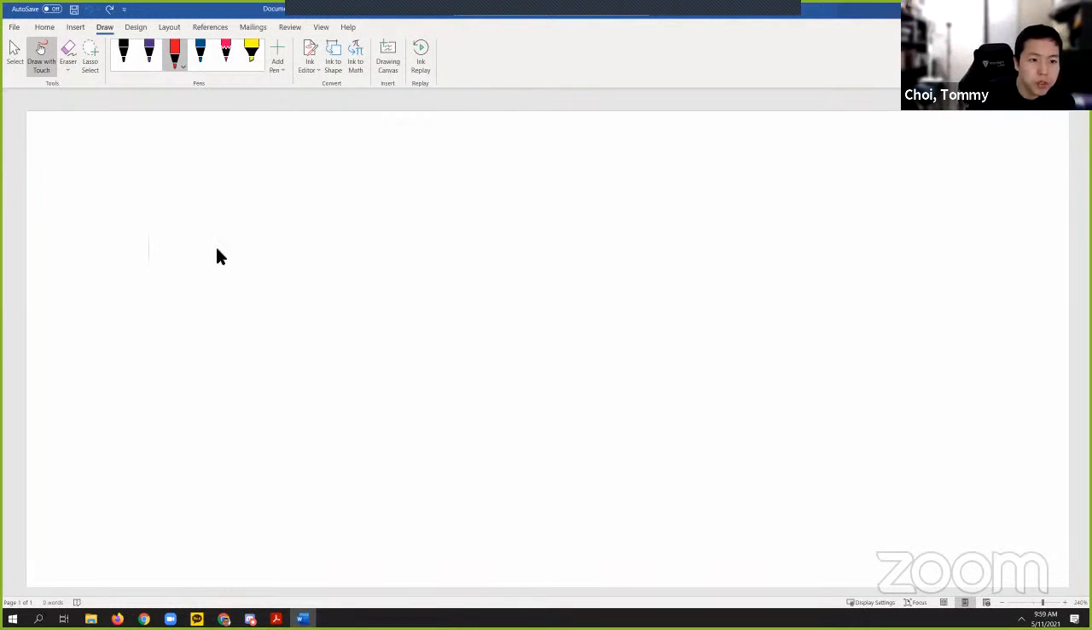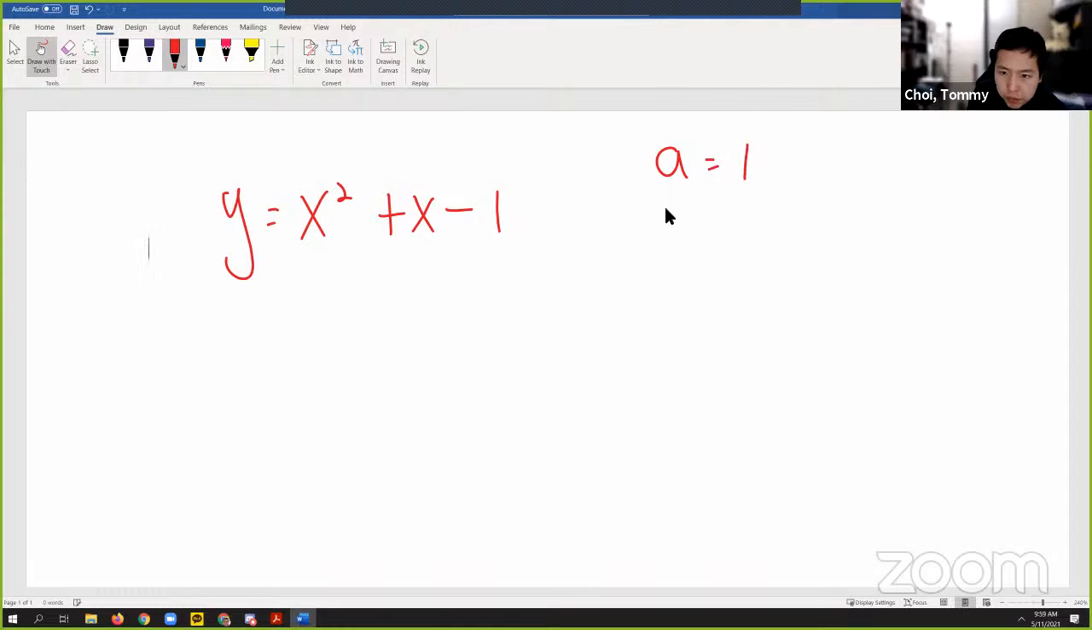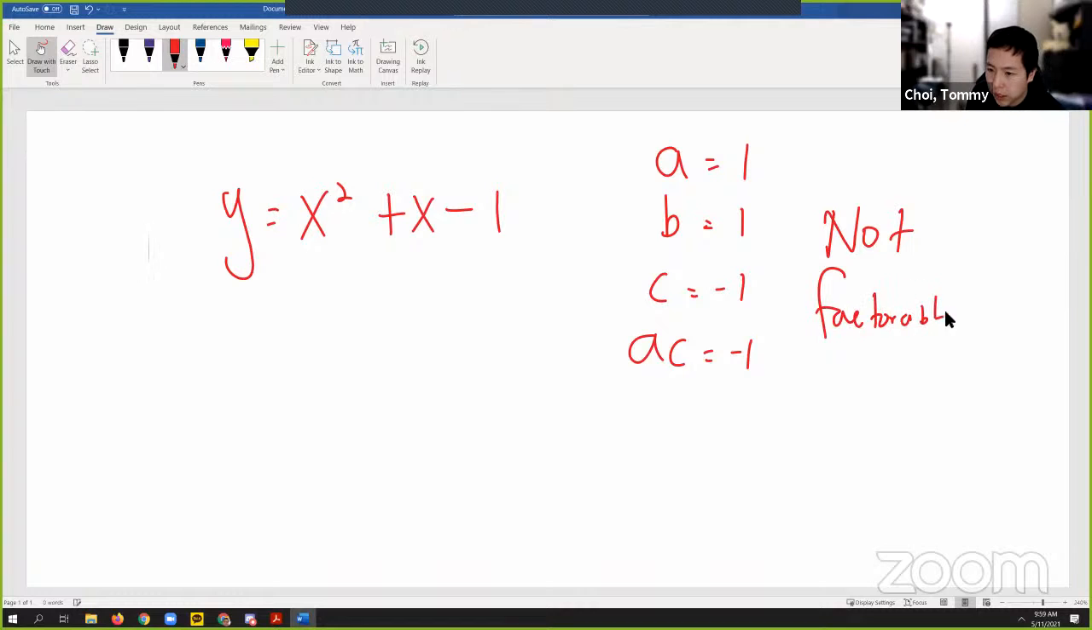Okay. So let's say you have this equation here: y is equal to x squared plus x minus 1. If you try to factor this, you would say, oh, this is not factorable. And then you'd say, therefore, no solution. And I'd be like, wrong. This is wrong.